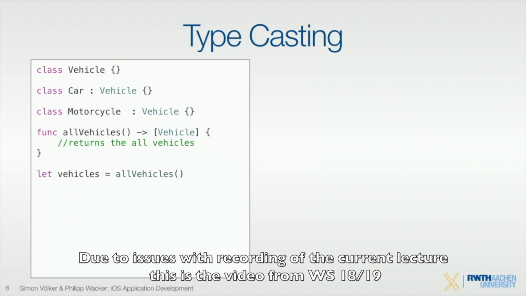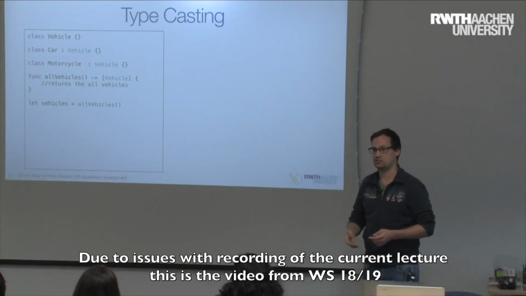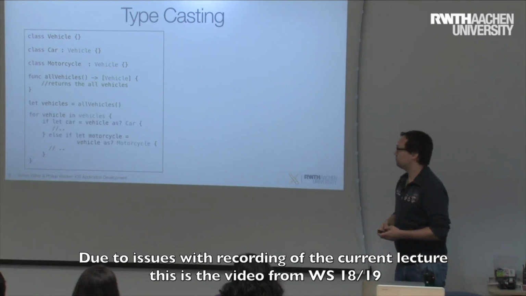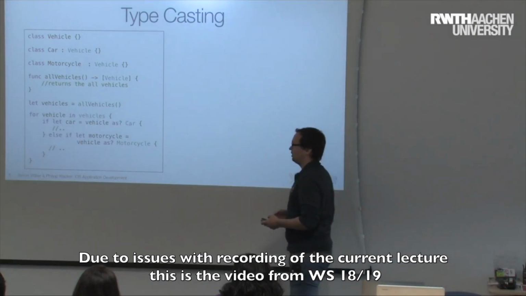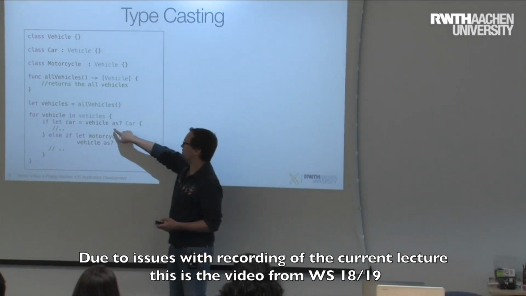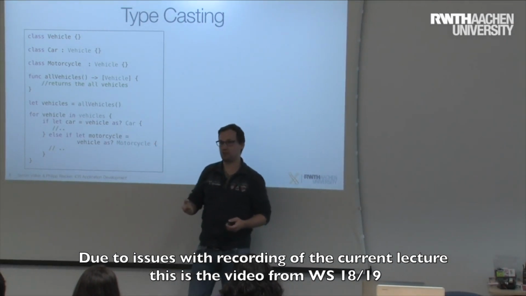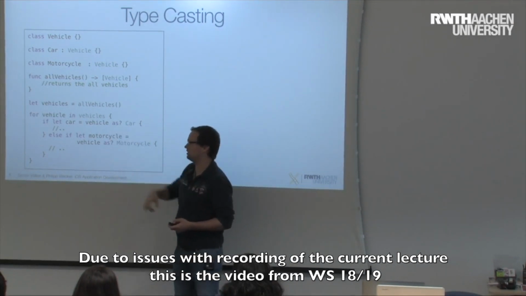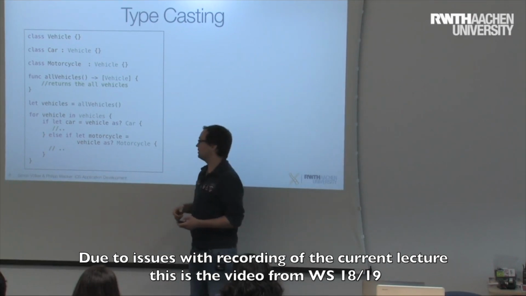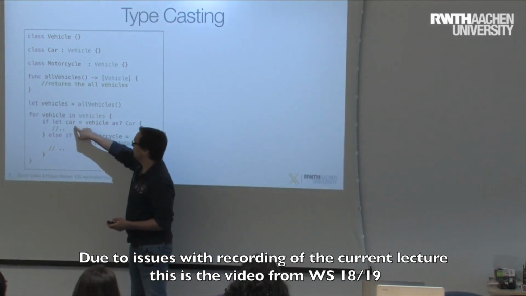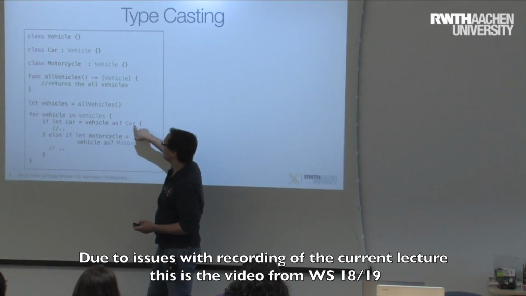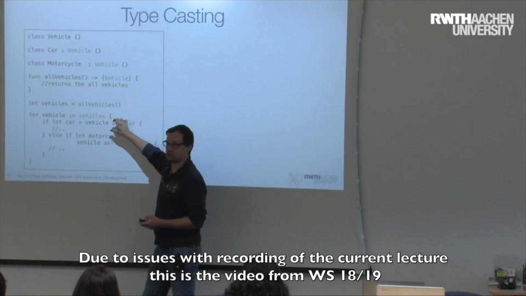How can you actually check the object inside this array? It could be any of these things. How could you check that? The simplest way would be to use the keyword as, with the question mark at the end. So this is again another if statement. For example, let's say if the car is a vehicle from type car, then this statement is true.